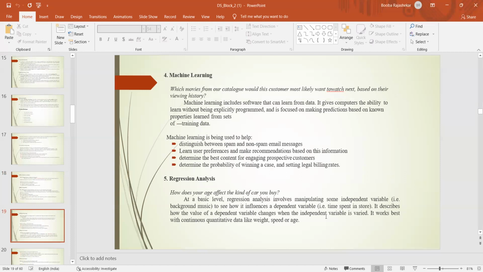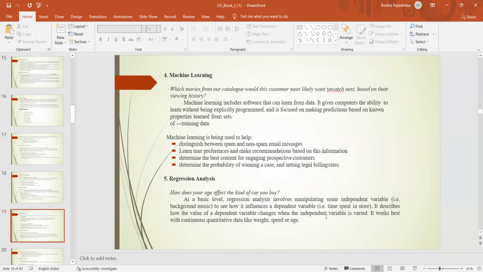The next one is machine learning. What is machine learning? Which movies from our catalog would this customer most likely want to watch next based on their viewing history? Machine learning includes software that can learn from data. It gives computers the ability to learn without being explicitly programmed and is focused on making predictions based on known properties learned from the training sets. So prediction-based algorithms are used in machine learning techniques.